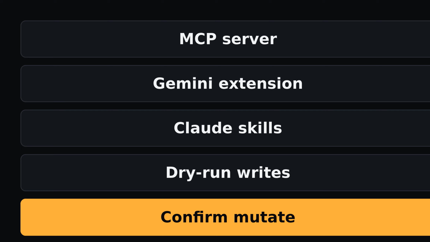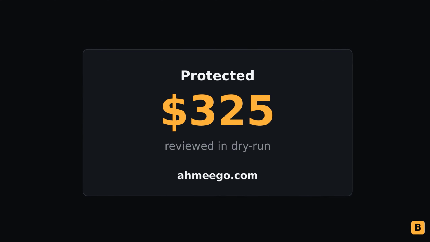On the sanitized account from this morning, that loop targets $325 of 0 conversion spend inside a $939 month without guessing. The full write-up of the 29 tools, the dry run defaults, and the confirm gate is on the blog.